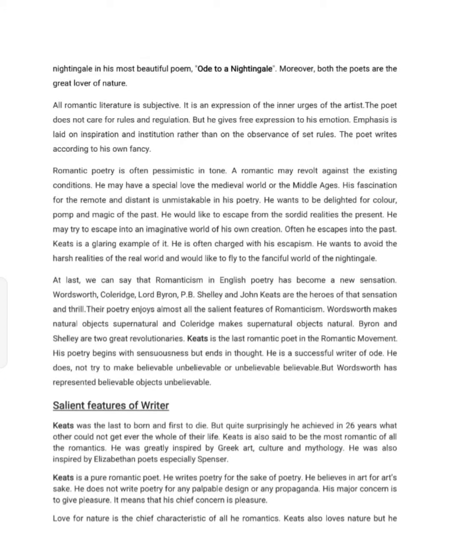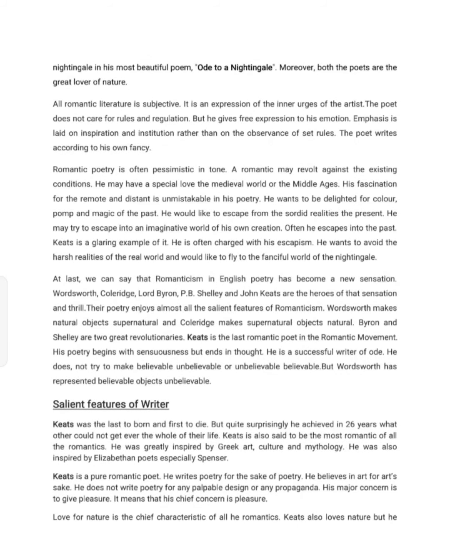Keats is the last romantic poet in the Romantic movement. His poetry begins with the sensuous but ends in thought. He is a successful writer of odes. He does not write to make the believable unbelievable or the unbelievable believable. But Wordsworth has represented believable objects as unbelievable.